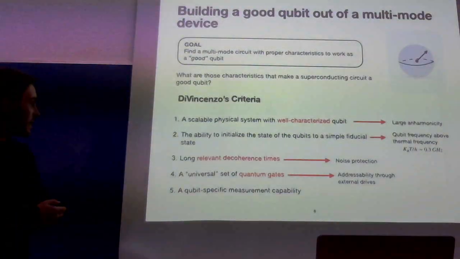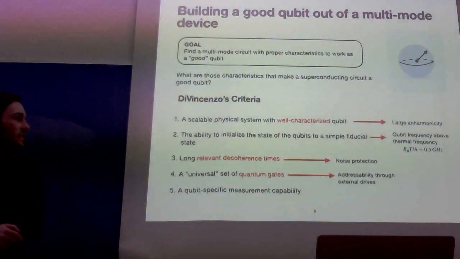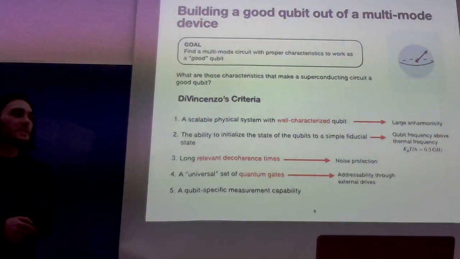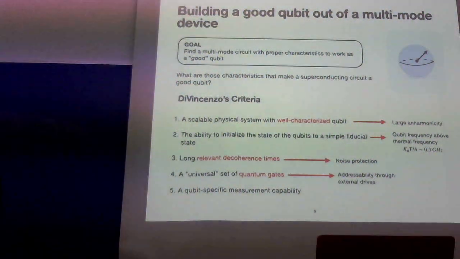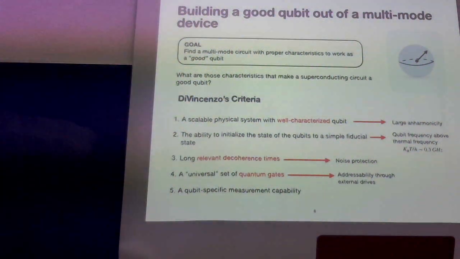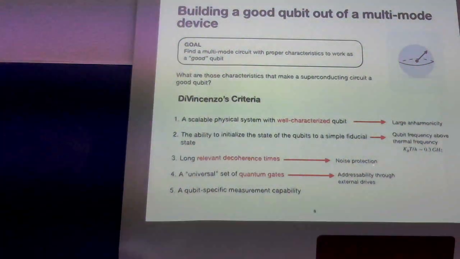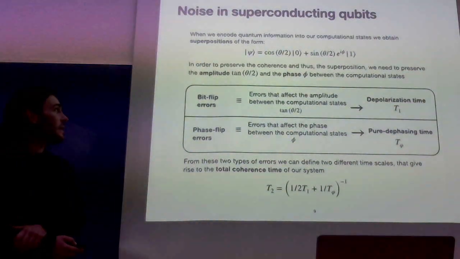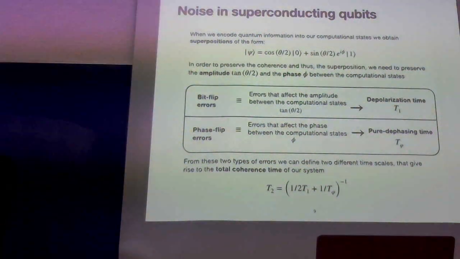Okay. So now I want to address this problem over here. Now, large anharmonicity is clear. We need the energy difference between the first two computational states to be different from the rest of the spectrum. We need the qubit frequency, which is clear. So I'll elaborate a little bit more on noise protection, a little bit of theory about noise protection.